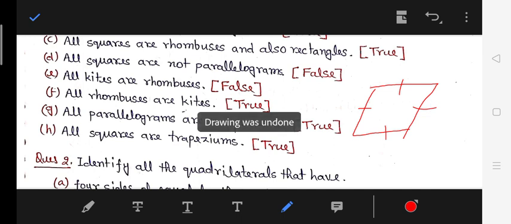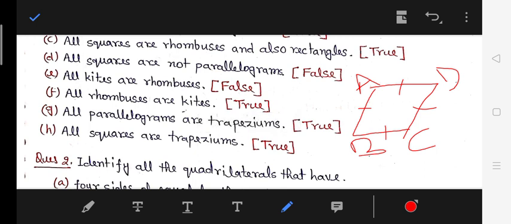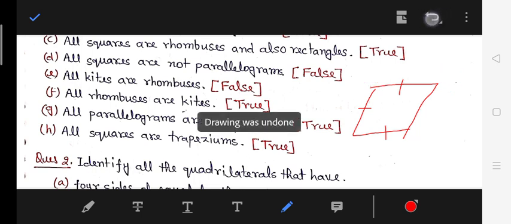And what is the definition of the kite? In the kite adjacent sides are equal. So students, here adjacent sides, suppose that it is A, B, C and D. ABCD is a rhombus, so here AB equal to AD. AB and AD are the adjacent sides, both are equal. BC and CD are also adjacent sides and these are equal. It means in the rhombus adjacent sides are also equal. It means all the rhombuses are kites, that is true. So here this statement is true.